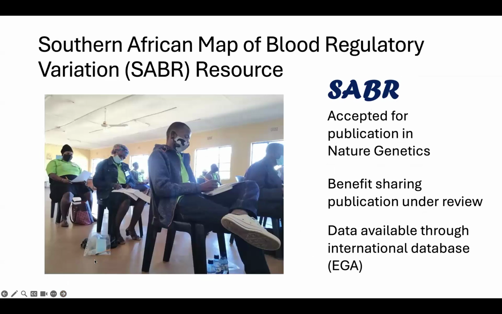And we have now called this resource SABRE, which stands for the South African Map of Blood Regulatory Variation. And that has now been accepted for publication in Nature Genetics. And we have the whole benefit sharing that we did together with Variant Bio also in a manuscript that we hope will soon be published. But all these data are available to people in the world to use. And I think that is really important, that as South Africans and Africans, we really have to think about how we share our data responsibly so that it can have global benefit.